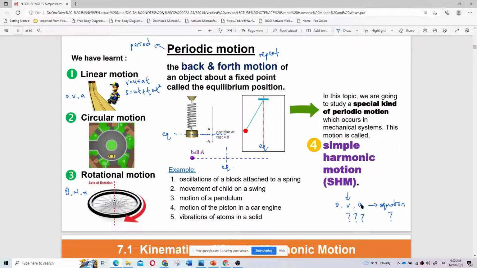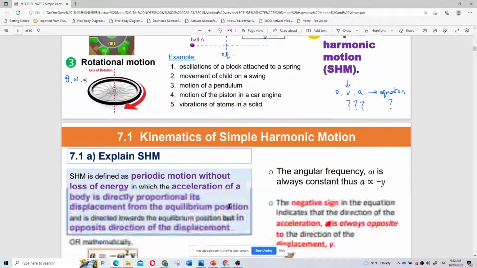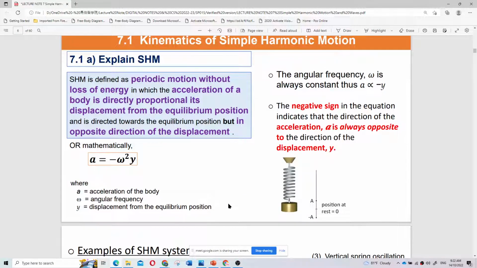But before learning the equation, I have to discuss in detail what is actually simple harmonic motion first, the definition of it. For example, we have oscillation of a block attached to a spring, movement of a child on a swing, motion of a pendulum, motion of the piston in the car engine, vibration of atoms in a solid. So all these are examples. Okay, look at this one. Now we are entering this topic.